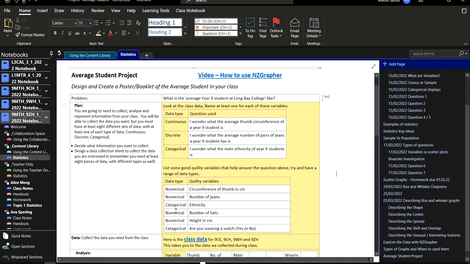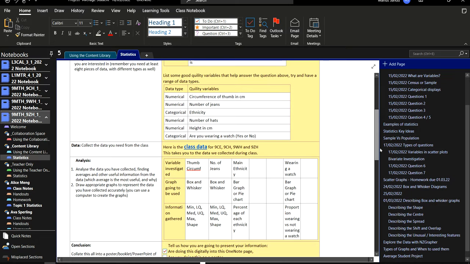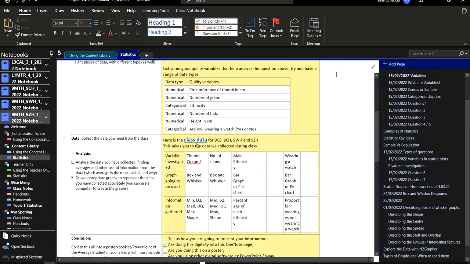And then you can come up with some other data types and variables, like number of heads, which is a numerical variable, height in centimeters, which also is a numerical variable, but it's continuous. Categorical, are you wearing a watch? And you had two options, yes or no. Cool. Now we get to data collection.